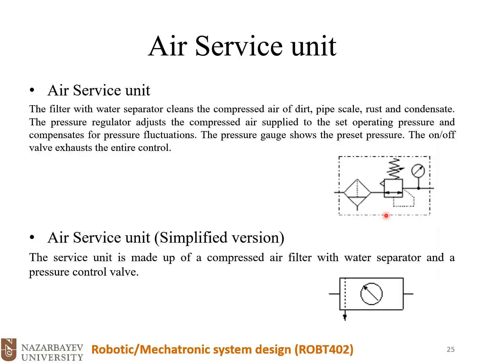Air service unit. The filter with water separator cleans the compressed air of dirt, pipe scale, rust, and condensate. The pressure regulator adjusts the compressed air supply to the set operating pressure and compensates for pressure fluctuations. The pressure gauge shows the preset pressure. The on-off valve exhausts the entire control.